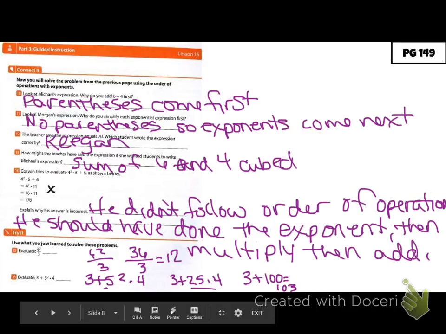Now, once you are finished with this, you can go ahead and go back to Google Classroom, find your exit ticket, complete the exit ticket, and submit. Once you have that finished, if you have time, you need to work on the guided practice book pages in your book, page 150 and 151.